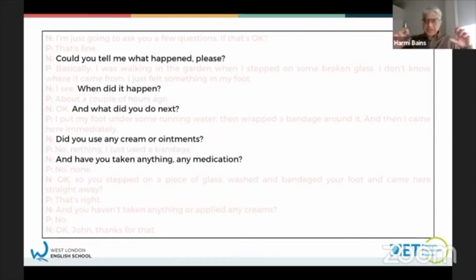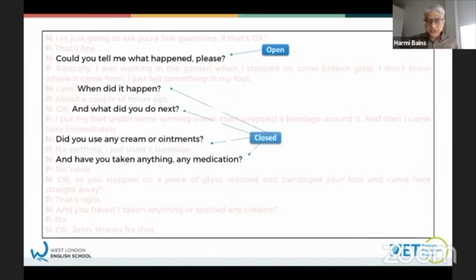Remember, it said find out. And I had 4 bits of information to find out. I've broken this down. There are 5 questions here. What you realize is I started with an open question. The other questions were all closed questions.